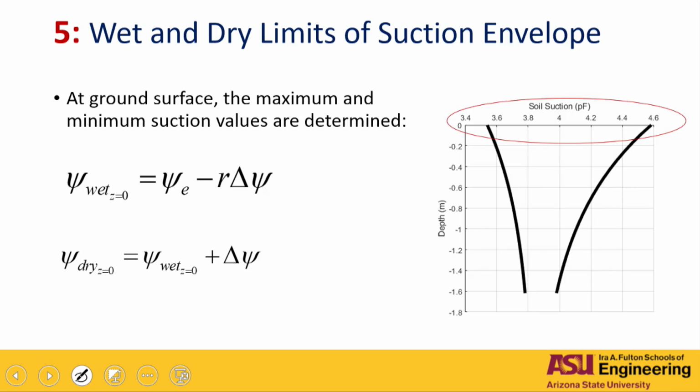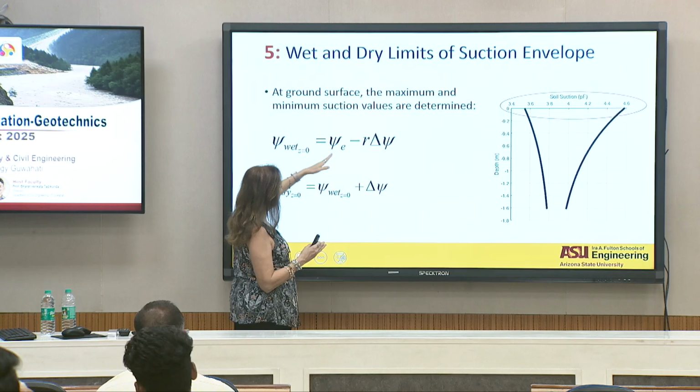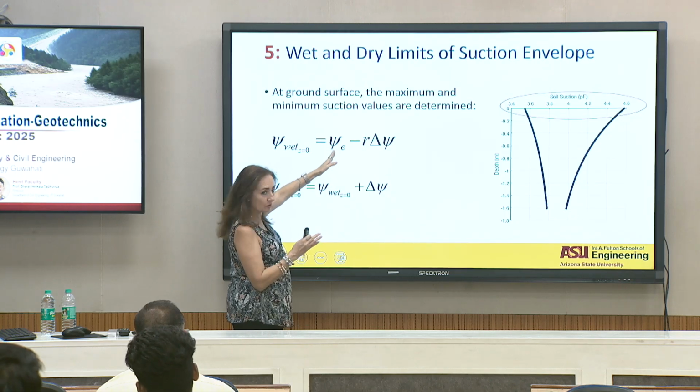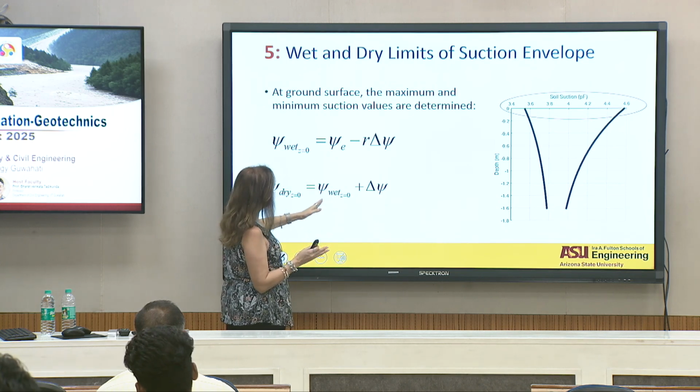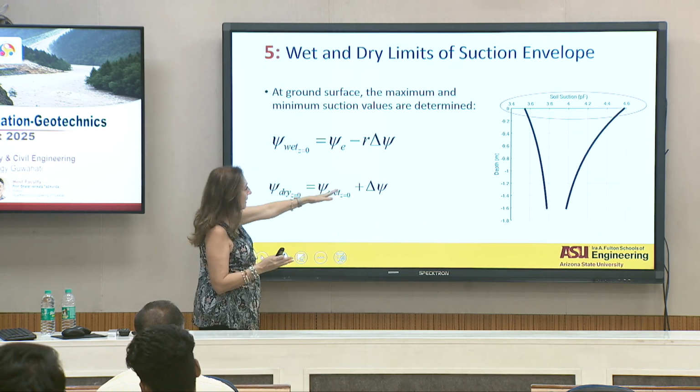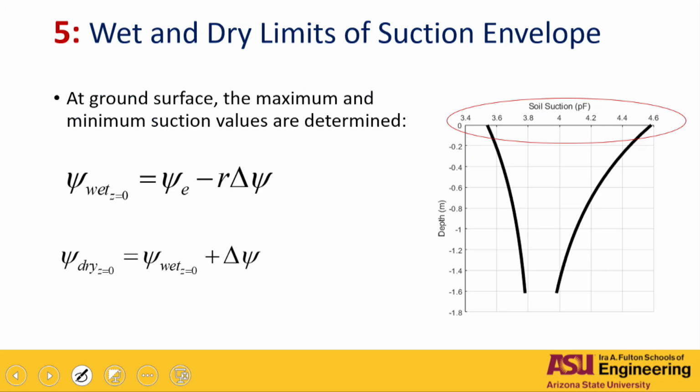The wet and the dry limits, the ground surface, the maximum and the minimum suction values were determined with this value, with the skewing value from the deviation from the equilibrium suction. And also the dry is going to be the wet plus the delta sigma that they found in there.